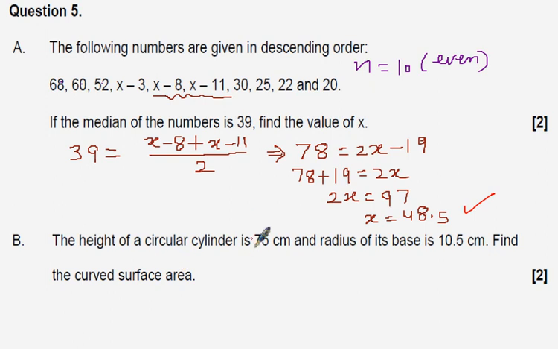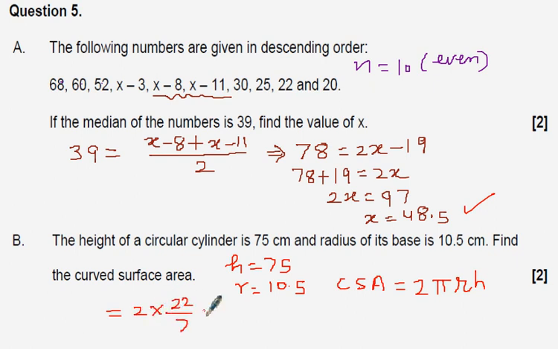Here height is given 75, the radius is given 10.5. So easy. They are asking CSA of cylinder. So 2 pi RH, which will be 2 into 22 upon 7 into 10.5 into 75. You can also do cancellation. That is not the big deal. Okay, 7 can cancel.